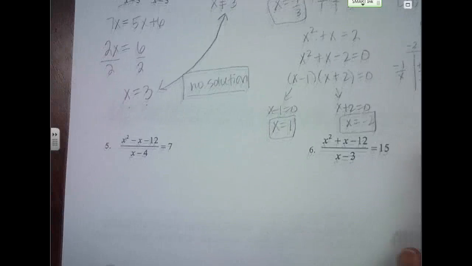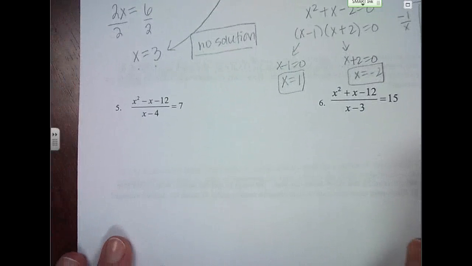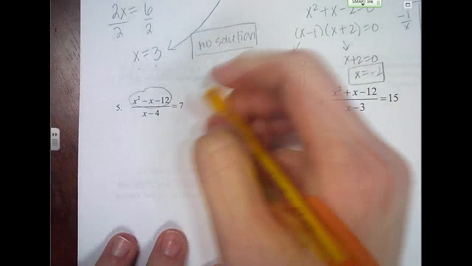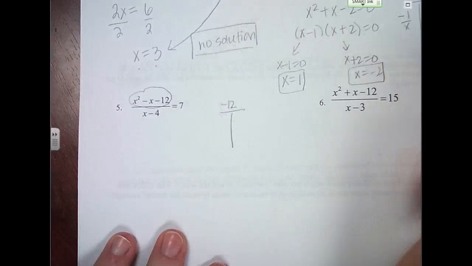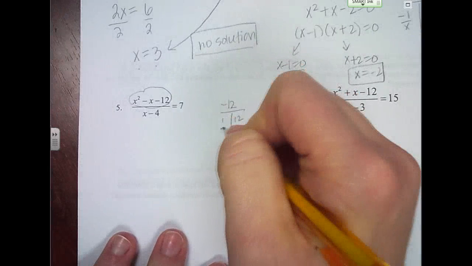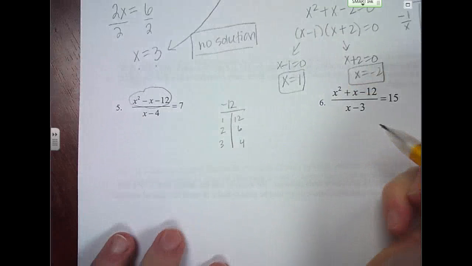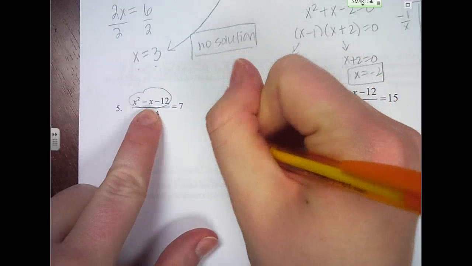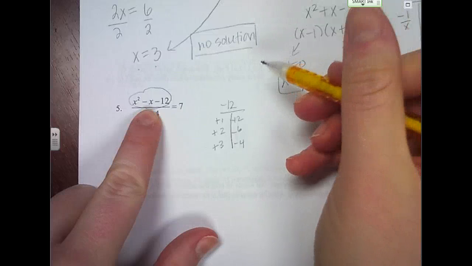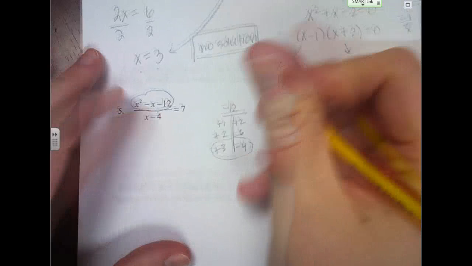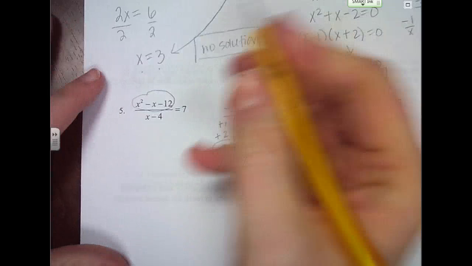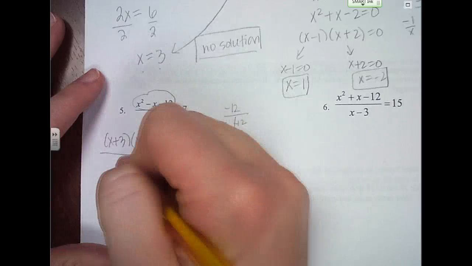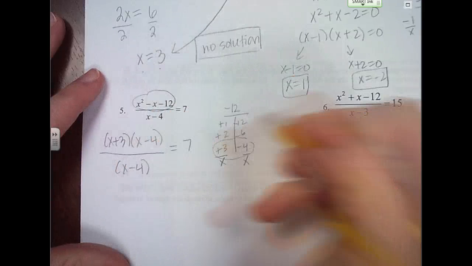Okay, number 5. One like this, you can definitely find the LCD first, but because you have this quadratic on the top, let's go ahead and factor that first. So I have negative 12 on top, and I have 1 and 12, 2 and 6, 3 and 4. The negative x in the middle, so these are all negative, and these are positives. And I'm trying to add to get a negative 1, so that would be this option here. Remember, divide by x. So on the top, we have x plus 3 and x minus 4 over x minus 4 equals 7.